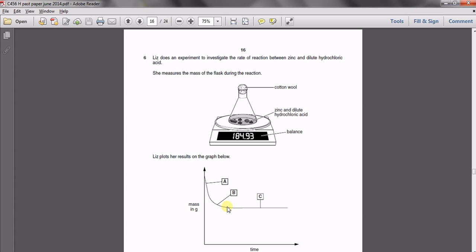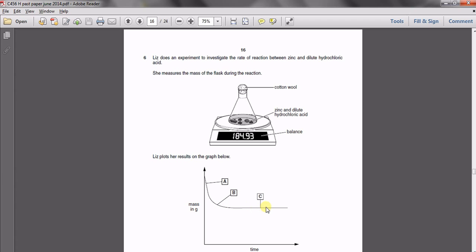At B it's slowing down. This is because some of the hydrochloric acid has been used and some of the zinc has been used, so there's going to be fewer collisions or slower collisions between the two. Also, the fact that there is product being made means that there's going to be products getting in the way of the collisions between the acid and the zinc, so again slowing the reaction down.